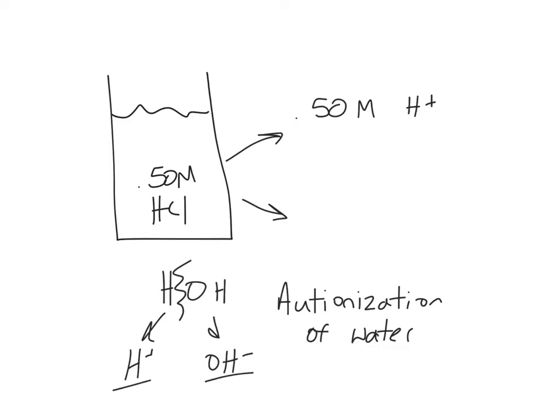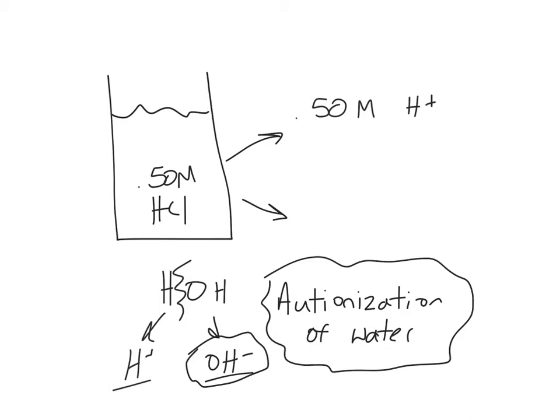Now there's a deeper explanation of the autoionization of water, but I'm not ready to get into that with this class. It's something that we can talk about if you decide to take AP Chemistry. But what you need to know is that because there's water in the solution, there's some OH being produced along with the 0.5 molar H+. Now the amount of OH in solution is measurable. It's not large, but it's there.